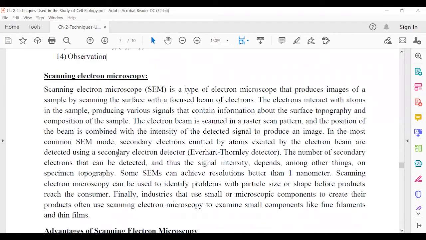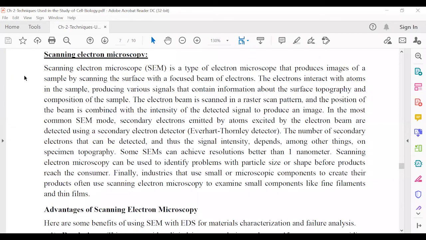Scanning electron microscopy. Scanning electron microscopy is a type of electron microscopy that produces an image of the sample by scanning the surface with a focused beam of electrons. We scan the surface with a focused beam of electrons. This technique is called scanning electron microscopy. The electrons interact with the atoms in the sample, producing various signals that contain information about the surface topography and composition of the sample.